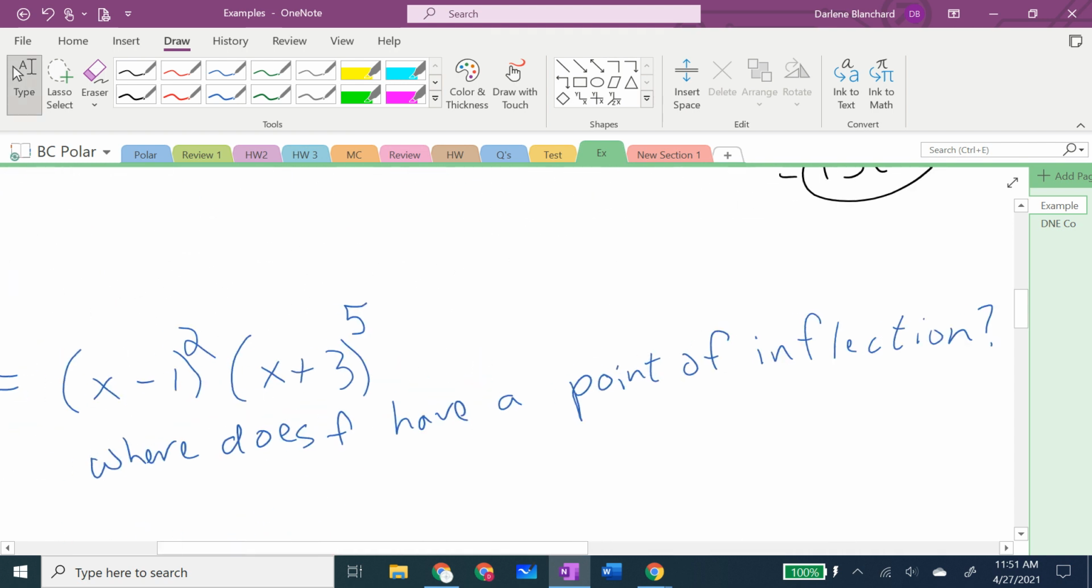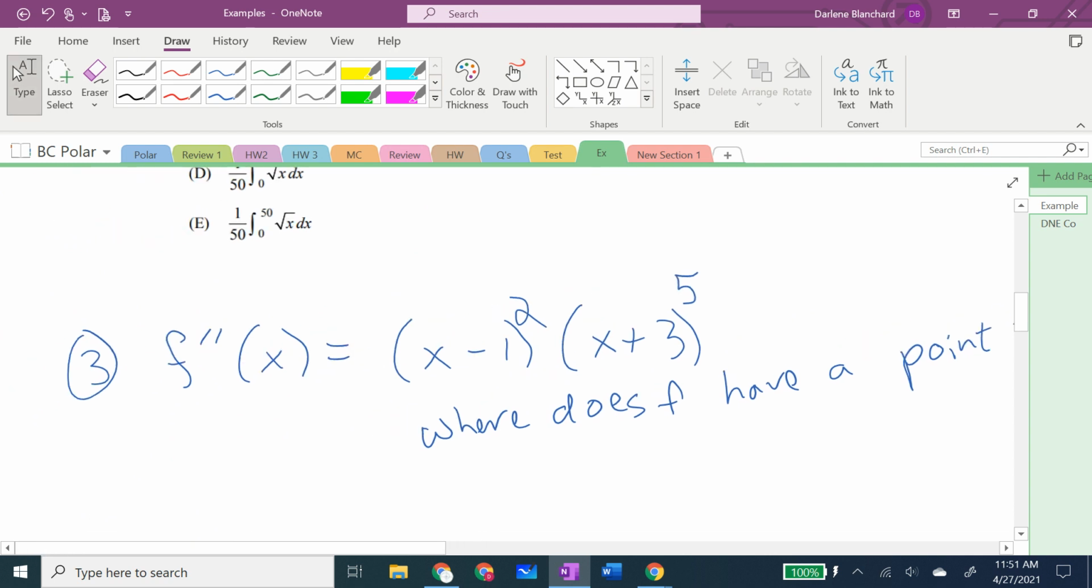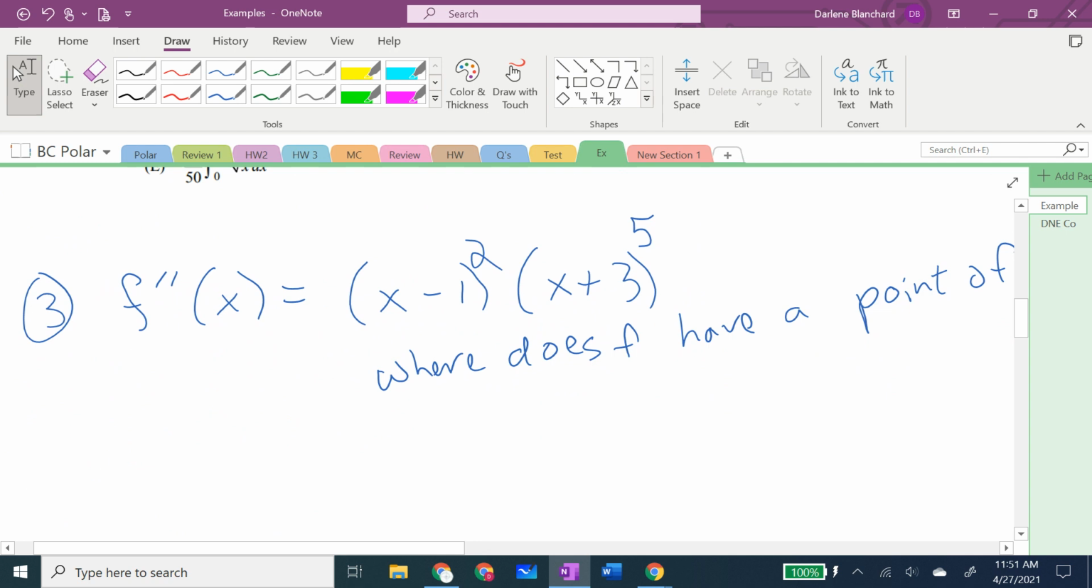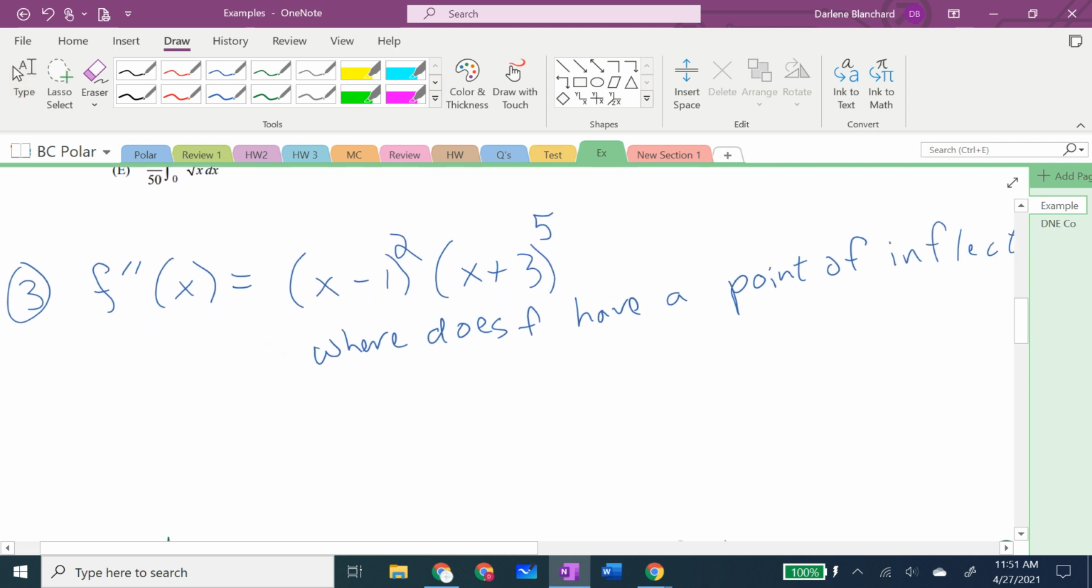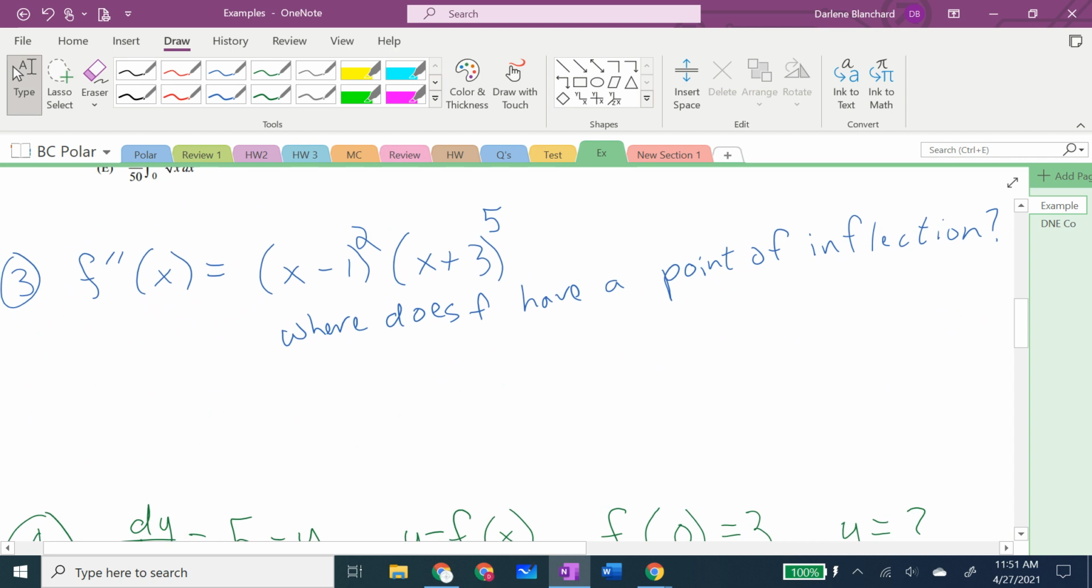All right, now, after looking at the multiple choice, I decided this needed to be looked at. Okay, if this is f double prime, tell me, where does f have a point of inflection? At negative 3, because it's an odd power. Mm-hmm. This is really important. Make sure you're listening.